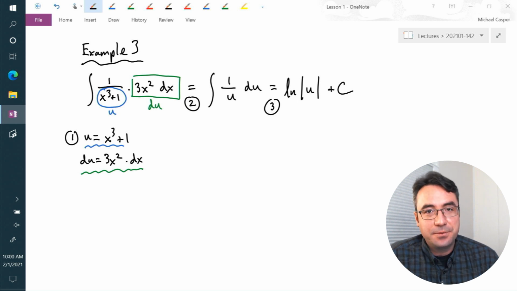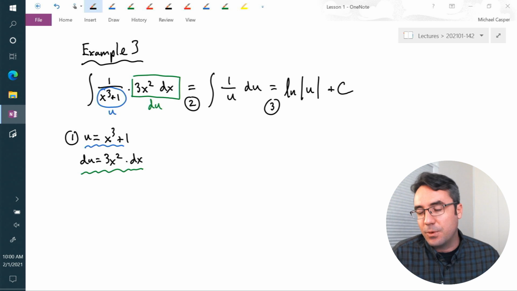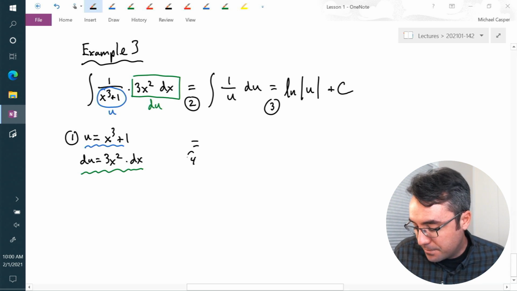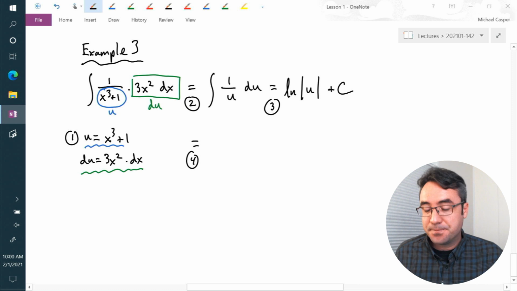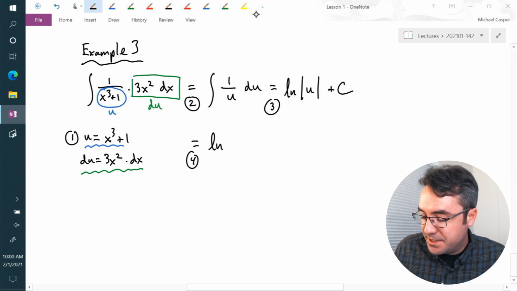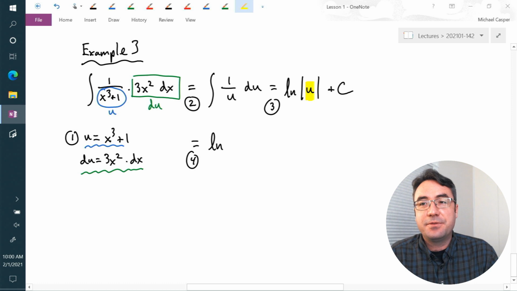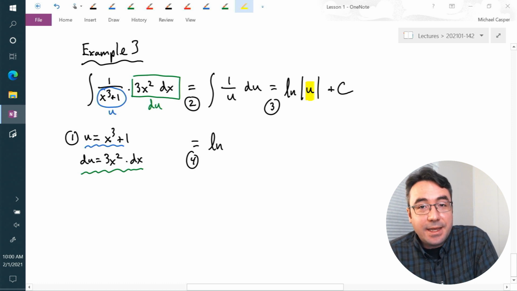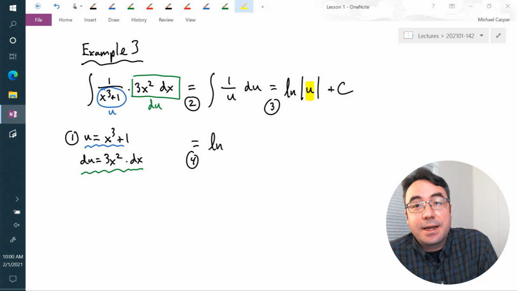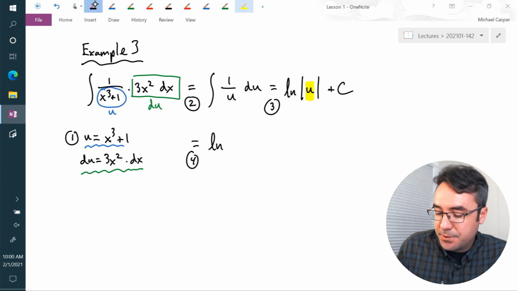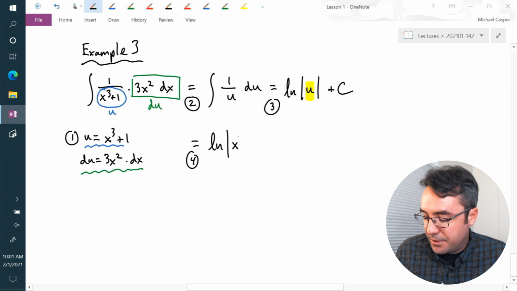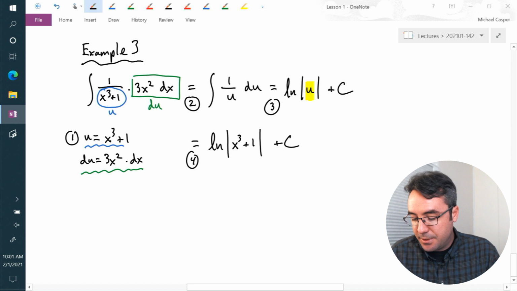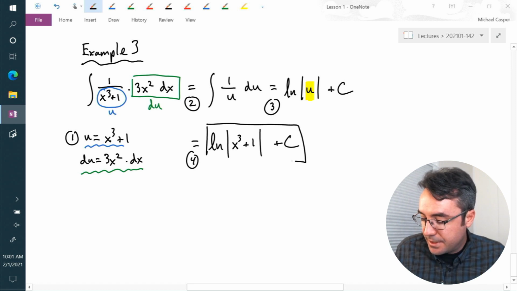Now all that's left to do is get our antiderivative back to x. Right now it's in terms of u. We're so close, but we're not quite there. Step 4, let's get it back to x. Wherever I see a u in my antiderivative, I'm going to substitute back x cubed plus 1. So it'll be the natural log of the absolute value of x cubed plus 1, and then we have our plus c. And there we go. That's our antiderivative.